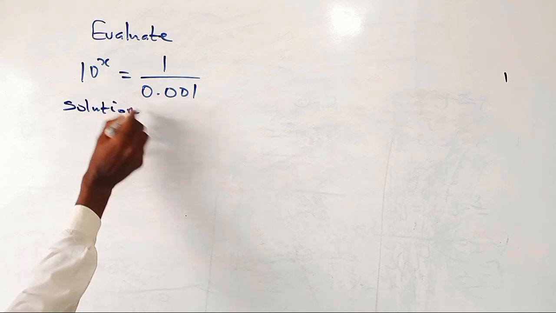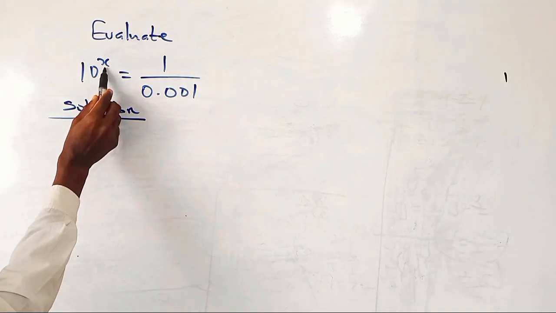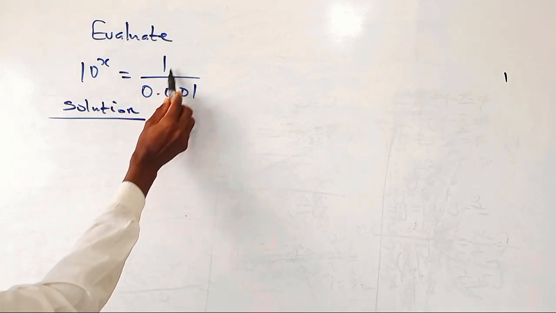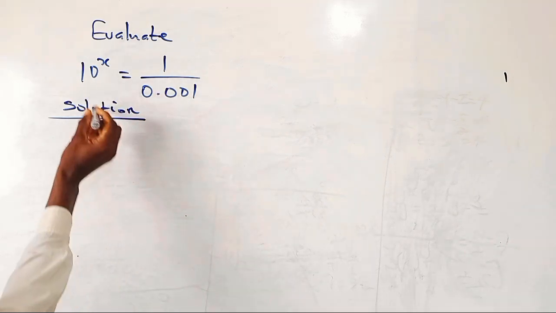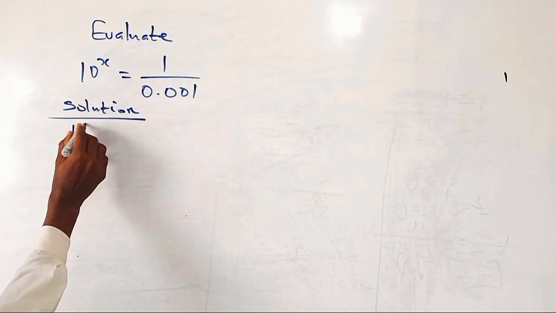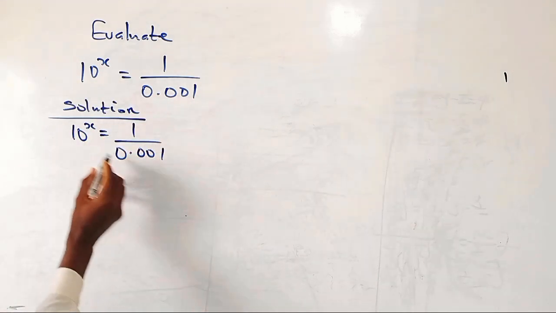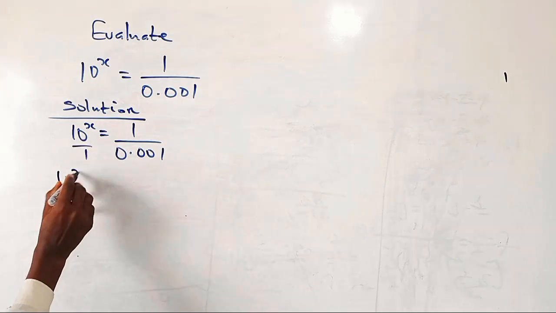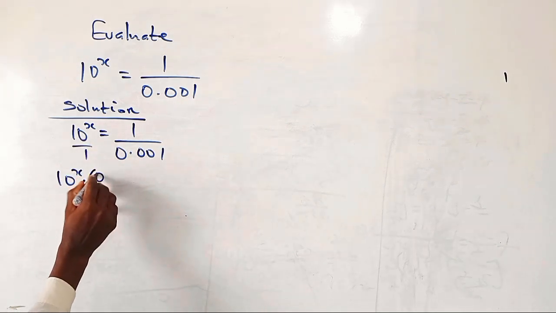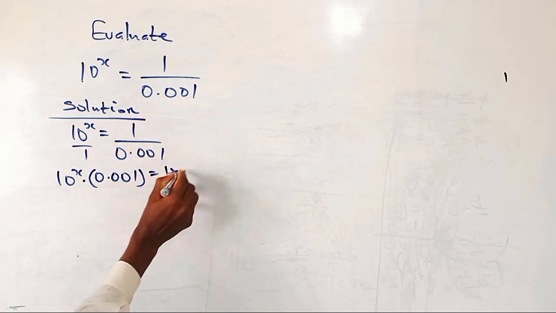Solution. When we look at this question, we have x as the index and we have a fraction where we have decimal point as the denominator. So we can resolve this by saying 10 raised to power x equals 1 over 0.001 over 1. So we can cross multiply. So we have 10 raised to power x times 0.001 equals 1 times 1.